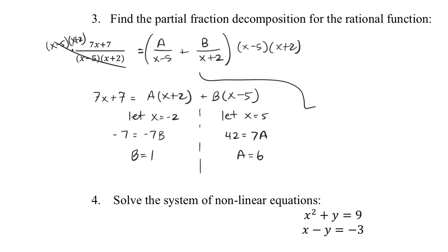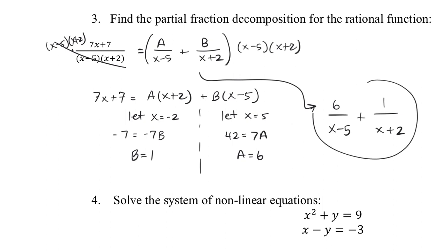So then we can write our partial fractions using the values of a and b. 6 over x minus 5 plus 1 divided by x plus 2.